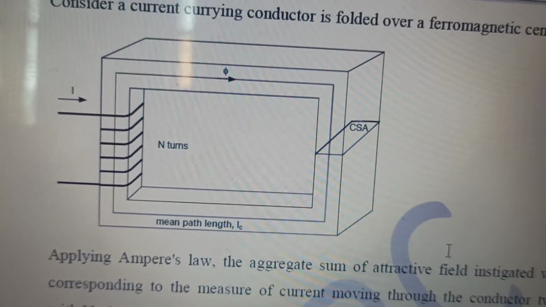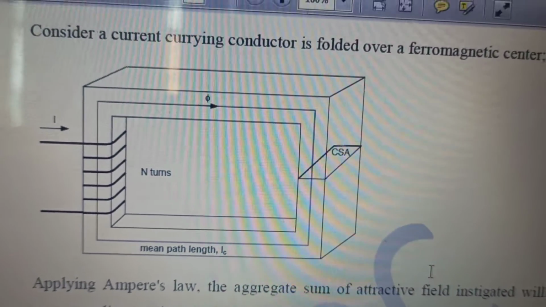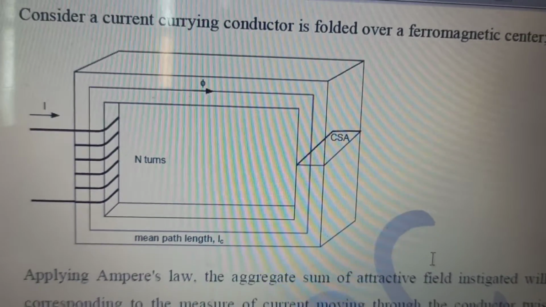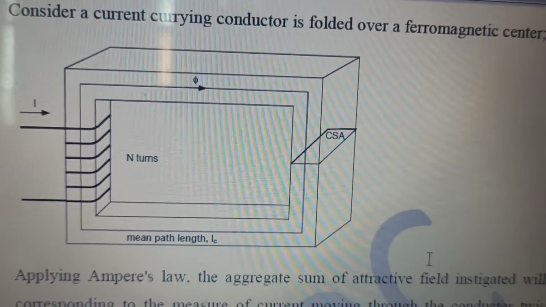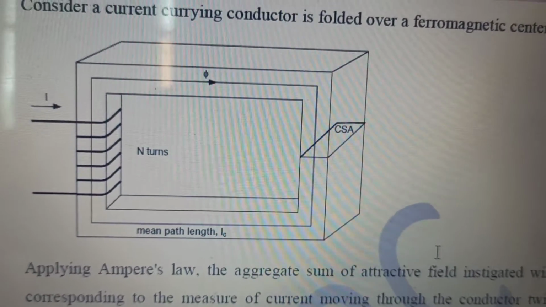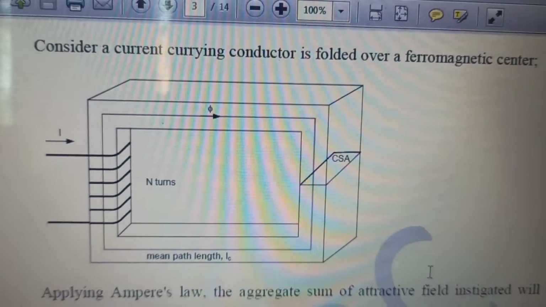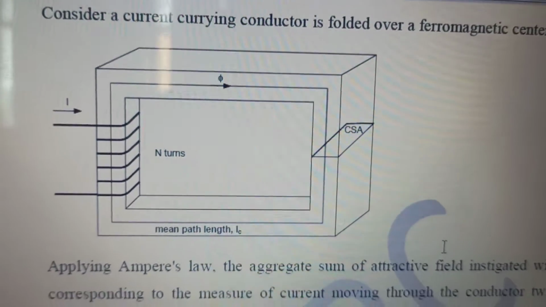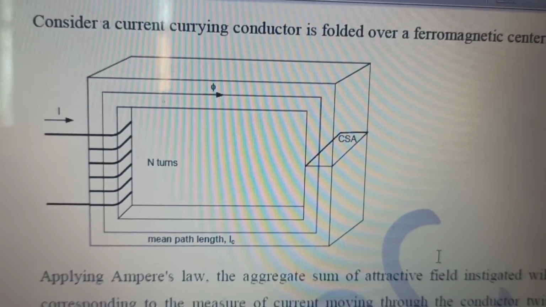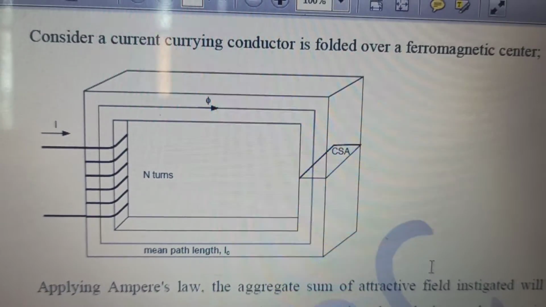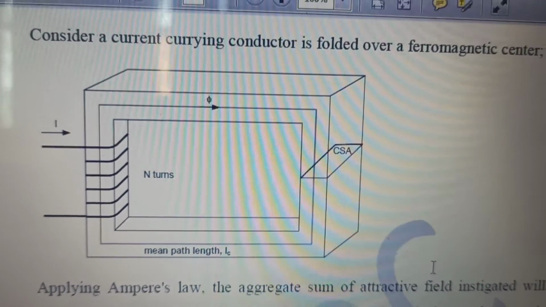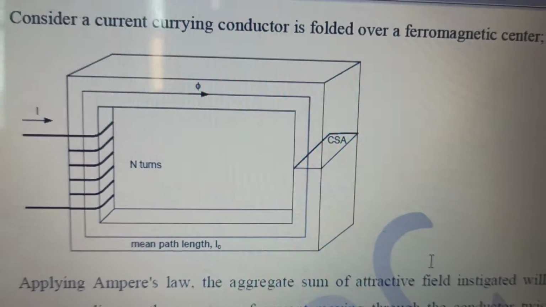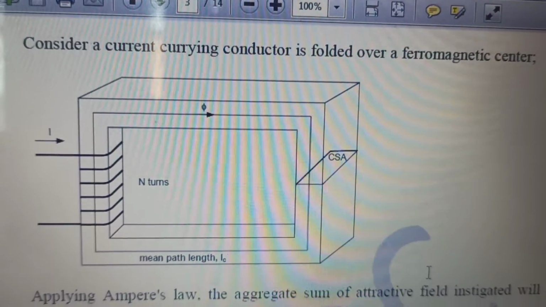Now moving on to the next part, a very important part: what will be the area? So automatically you can say that the area offered will be pi r1 square, where r1 is the external radius and r2 is the internal radius. So pi r1 square minus pi r2 square will give us the area of the core. I think this is quite clear.